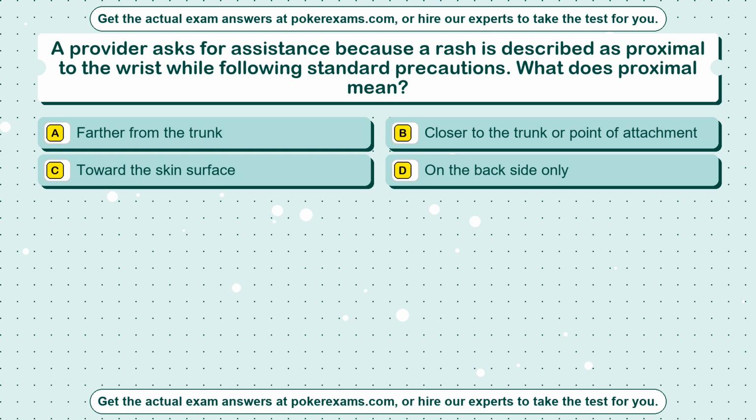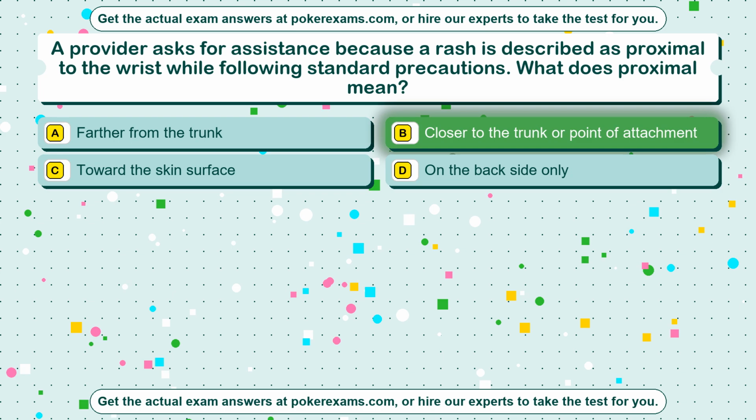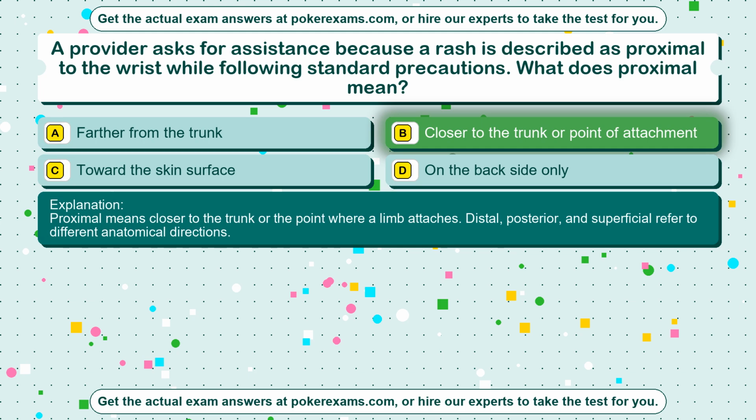Question 59. A provider asks for assistance because a rash is described as proximal to the wrist while following standard precautions. What does proximal mean? Option A, farther from the trunk. Option B, closer to the trunk or point of attachment. Option C, toward the skin surface. Option D, on the back side only. The correct answer is option B, closer to the trunk or point of attachment. Proximal means closer to the trunk or the point where a limb attaches. Distal, posterior, and superficial refer to different anatomical directions.